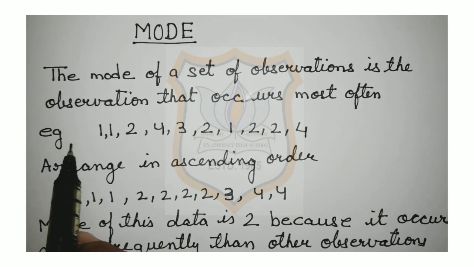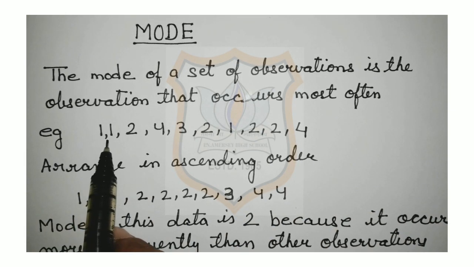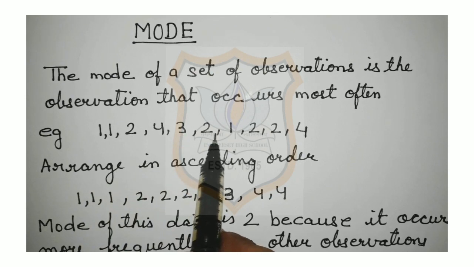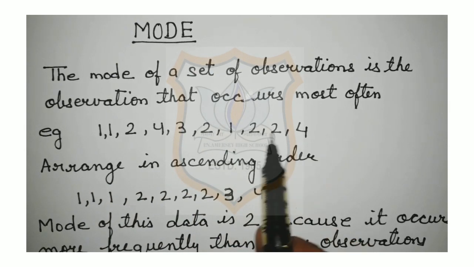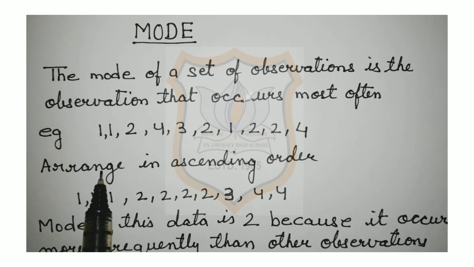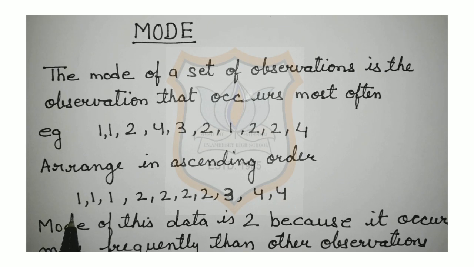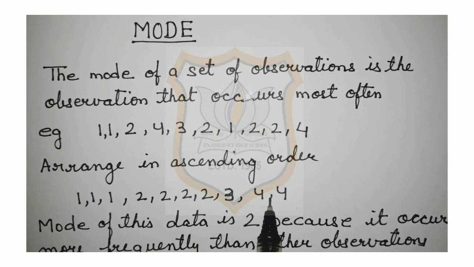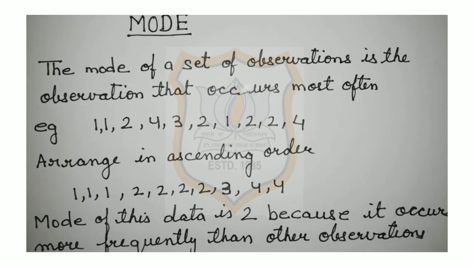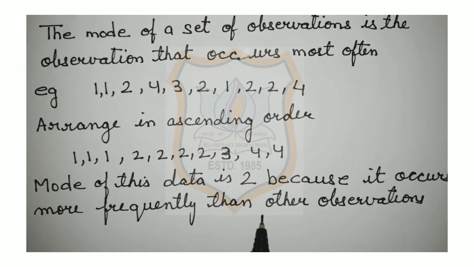Suppose the data given is 1, 1, 2, 4, 3, 2, 1, 2, 2, 4. First, you have to arrange this data in ascending order. So, in ascending order, it is 1, 1, 1, 2, 2, 2, 2, 3, 4, 4. The mode of this data is 2 because it occurs more often than other observations.